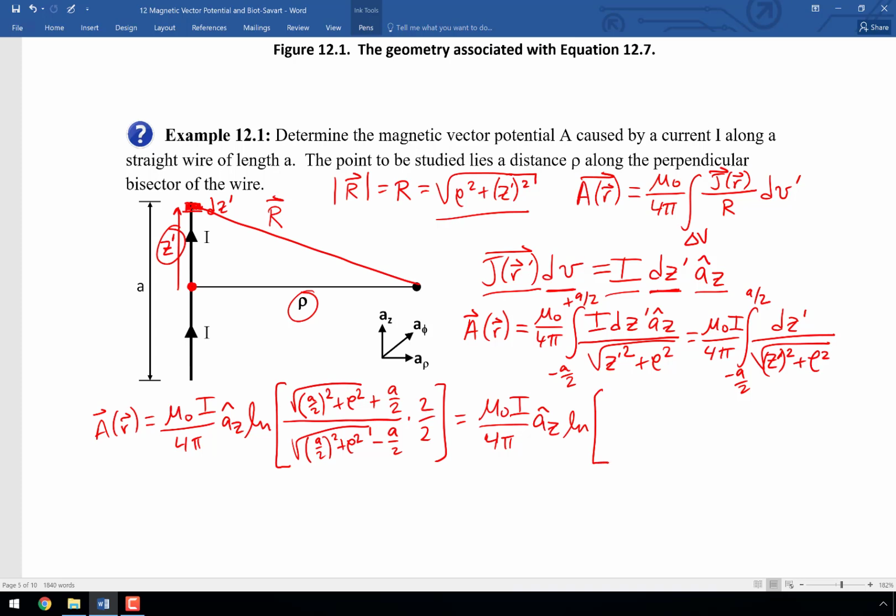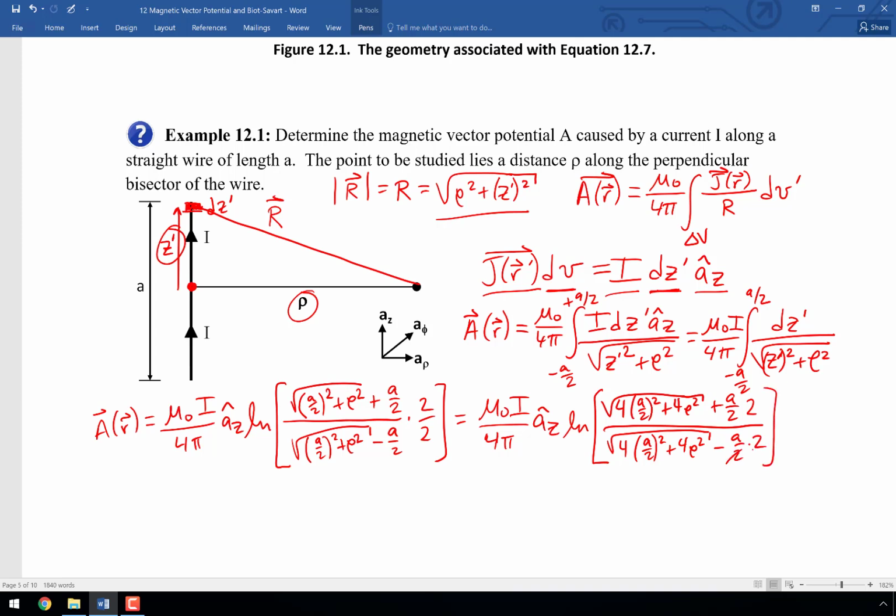So when the 2 goes into the square root, it's going to become 4. So it's going to be the square root of 4 times a over 2, the quantity squared, plus 4 rho squared. Now we can't forget that the 2 also has to multiply the a over 2. So we have a over 2 times 2, and then the same exact thing is going to happen in the denominator. 4 times a over 2, the quantity squared, plus 4 rho squared minus a over 2 times 2.